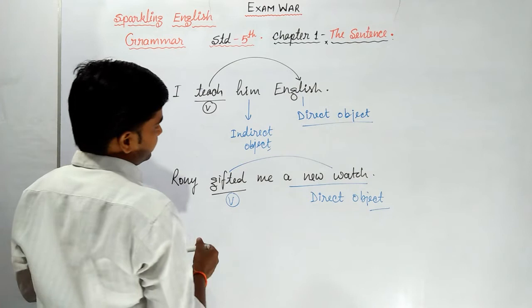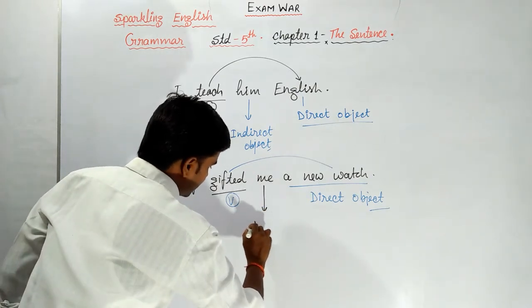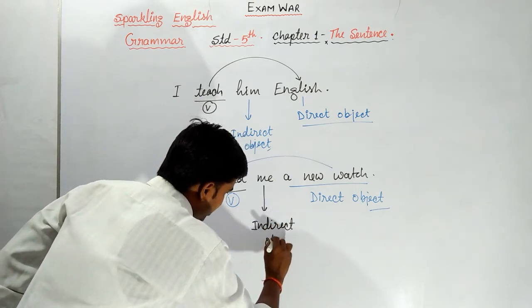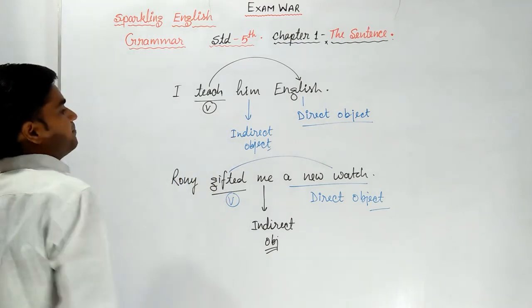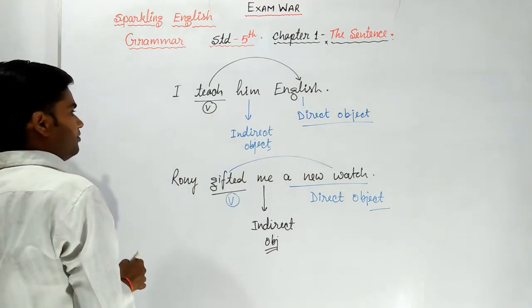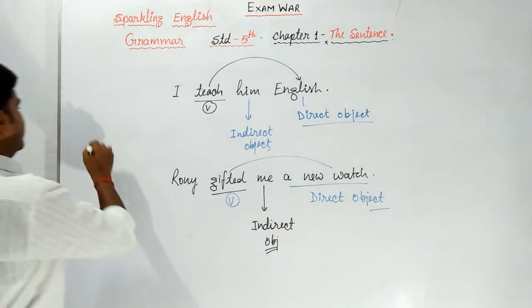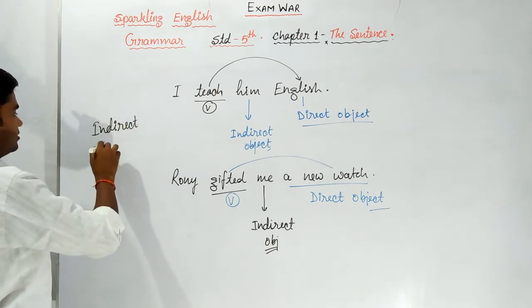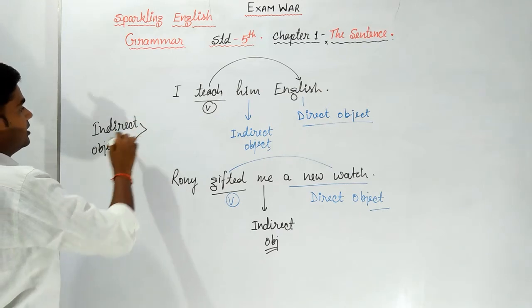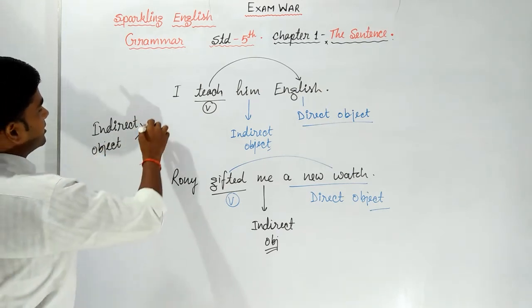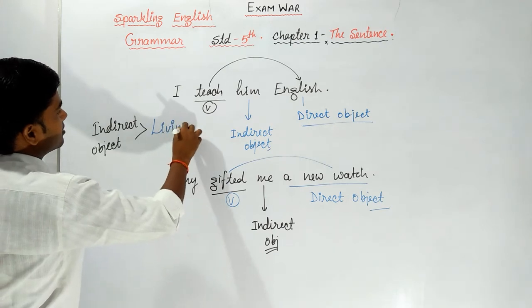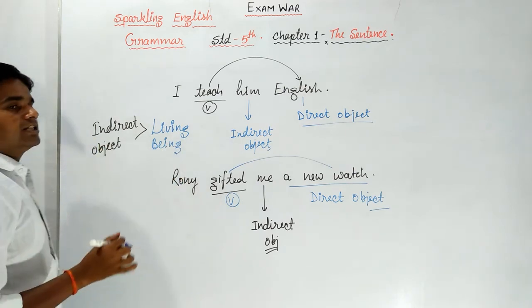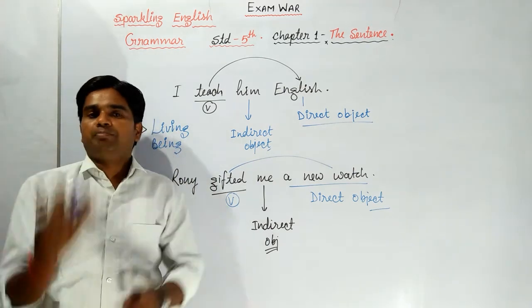And to whom did Ronnie gift? Me. Me is indirect object. And one more important thing, dear students, indirect object is a living being. Indirect object is always a living being, always a person.